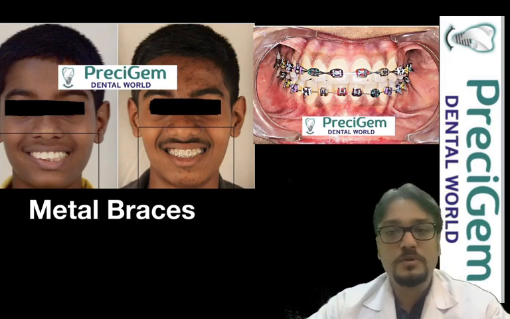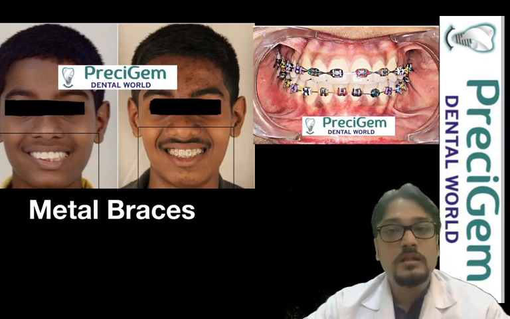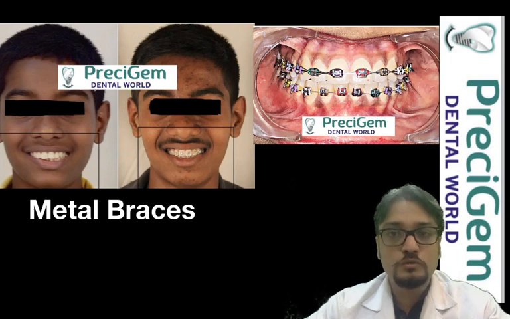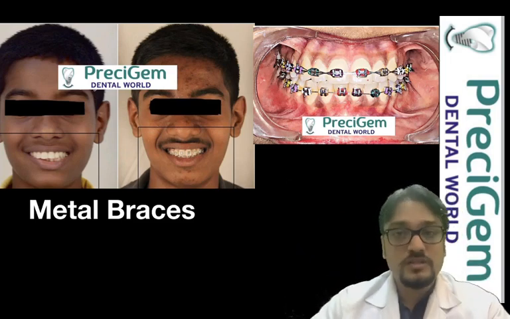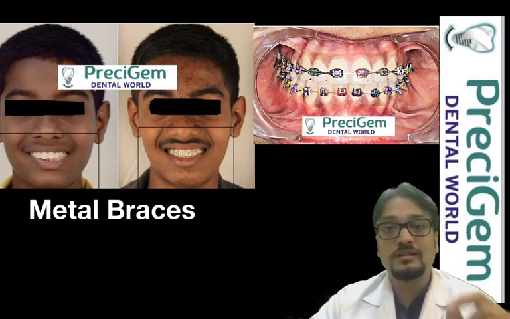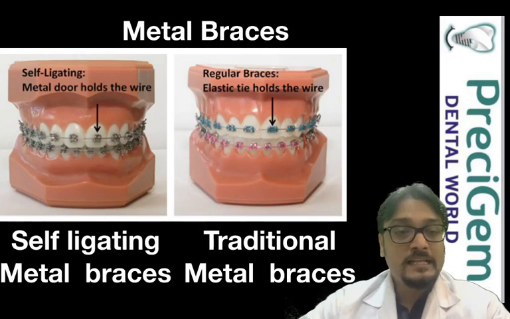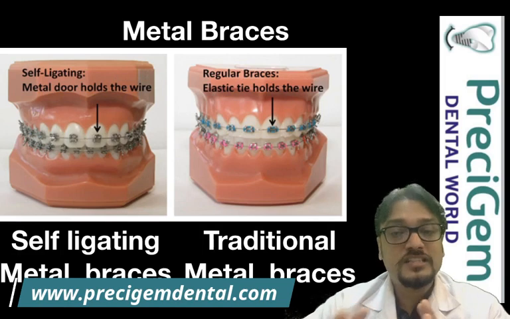There are different types of braces. The first type of brace which I'm going to explain is metal braces, in which there are two components. One is the braces which is attached on your tooth, which you can see above, and there is a wire, and the third component is called elastic. So depending upon whether you are using the elastic or not, there are two additional types of braces. On the left hand side, there is a self-ligating metal braces. On the right hand side, there is traditional metal braces.